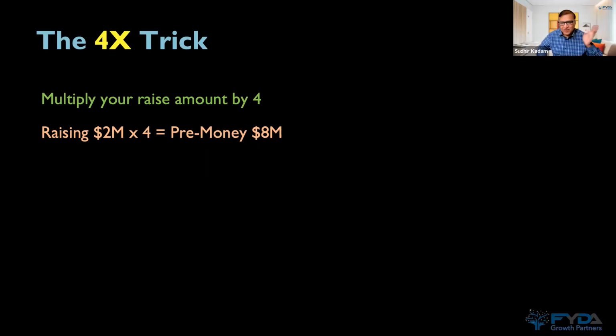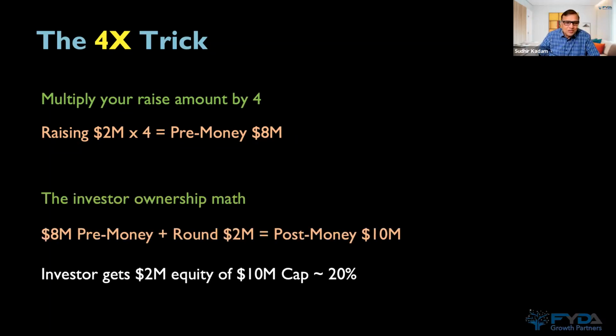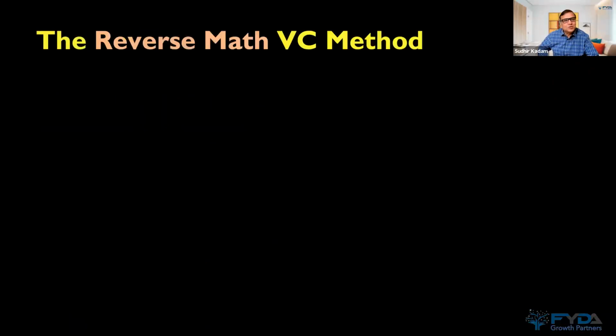Okay. Very, very simply, that's how he is going to think. So this is the investment ownership map that I showed you, right? 8 million pre-money plus around is 10 million. So I'm going to get 20% of the equity. Now there is also a reverse math that VCs do. So let's talk about the reverse math.